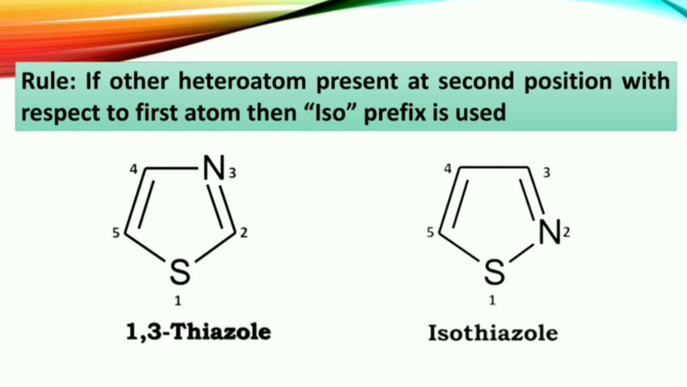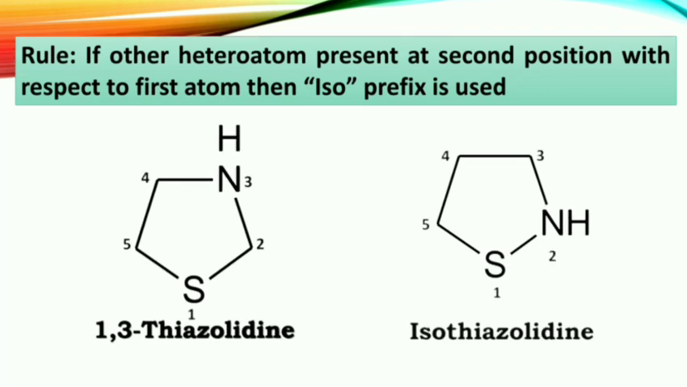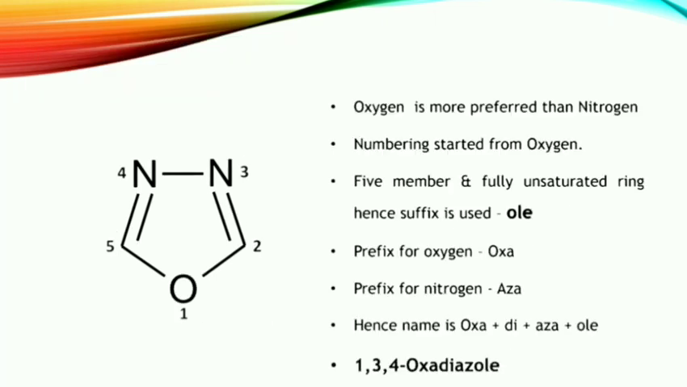So this is the way you have to give the numbering. We'll see another example which contains sulfur. The name for the first structure is 1,3-thiazolidine, and in the other structure, the second position has the nitrogen next to the sulfur, so this will be the name isothiazolidine. You can use these examples for more practice, for understanding this rule. You can make your own practice. Okay, let's see another one.